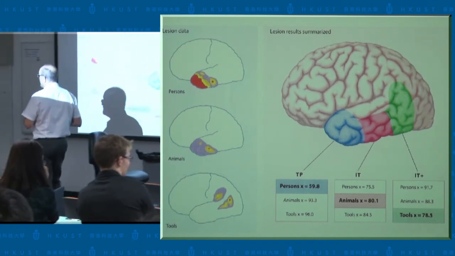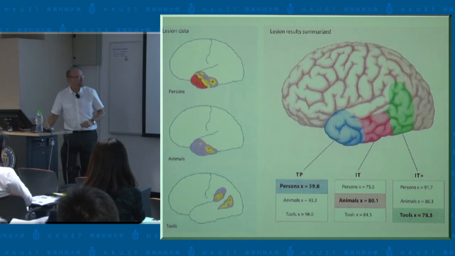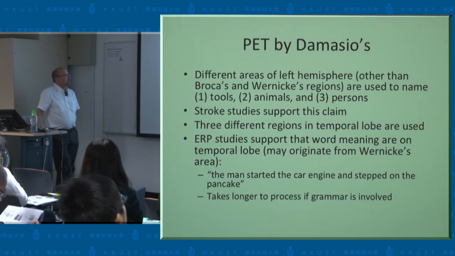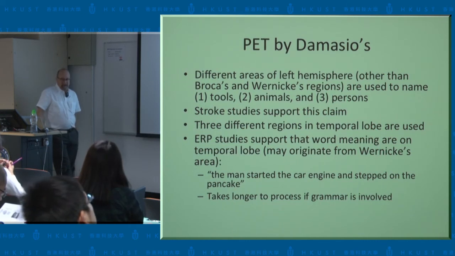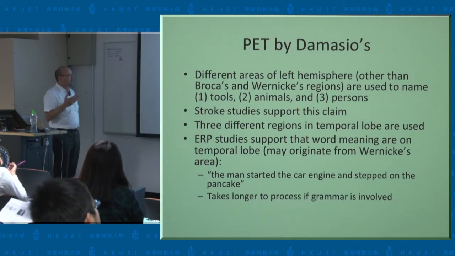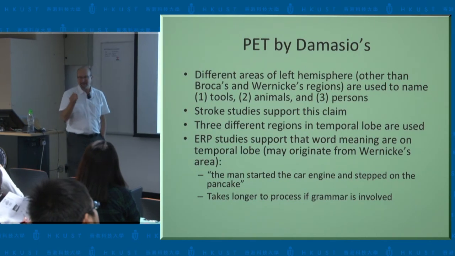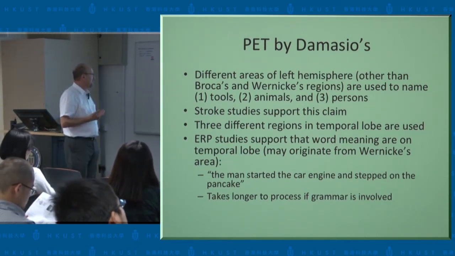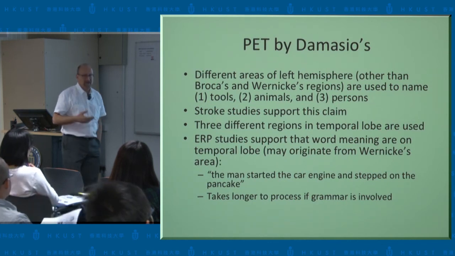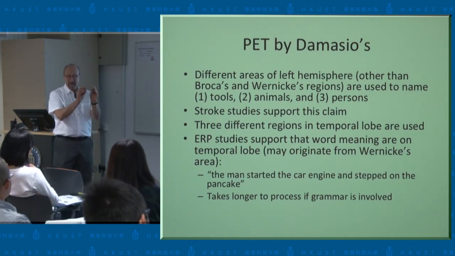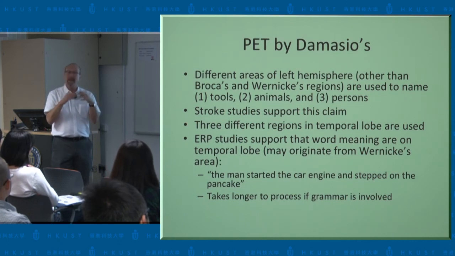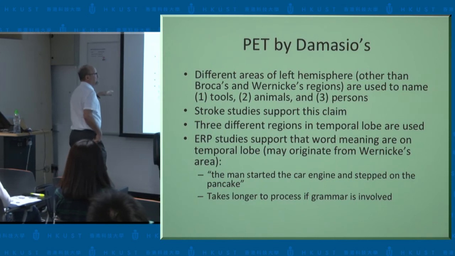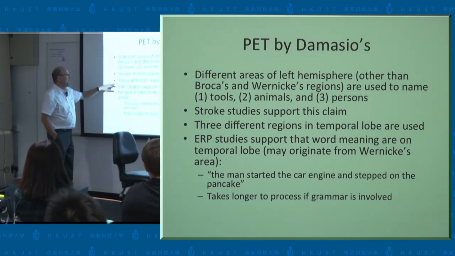Great. I don't think I have much more for this morning. I did want to say that regions of the brain can be specialized, and we only found this out through current imaging techniques, to particular things, right? So tools, animals, and people literally occupy different parts of the brain, and they're fairly consistent from individual to individual. And stroke studies support this claim.